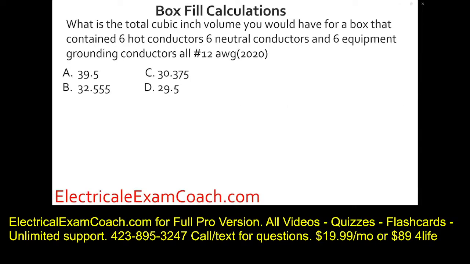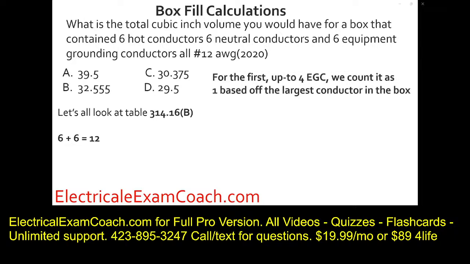What is the total cubic inch volume you would have for a box that contained 6 hot conductors, 6 neutral conductors, and 6 equipment grounding conductors, all of the 12 gauge persuasion in the 2020 and the 2023? First thing we're going to do, we take the 6 hots and the 6 neutrals and set that to the side. Now we have to deal with the equipment grounding conductors.